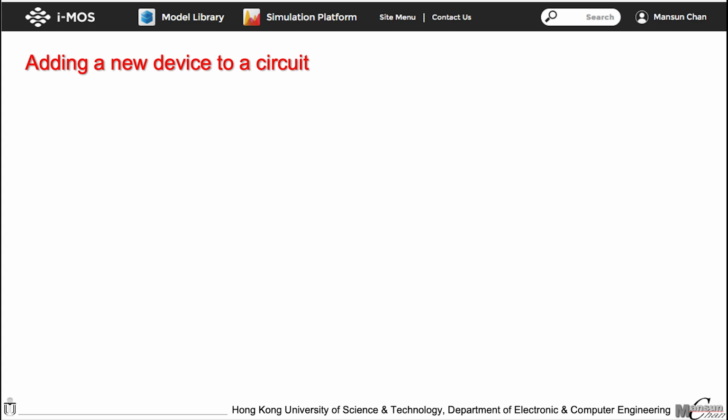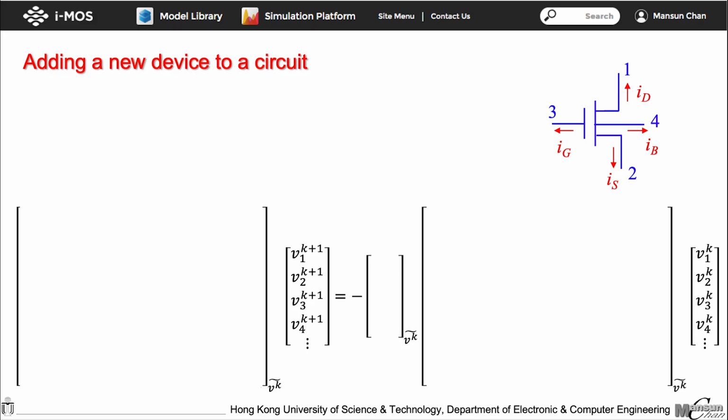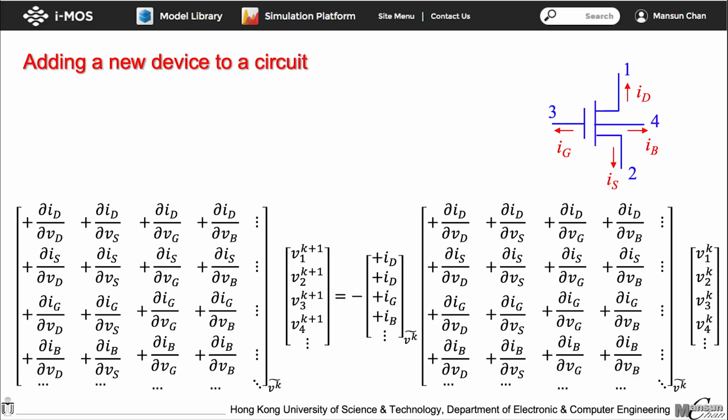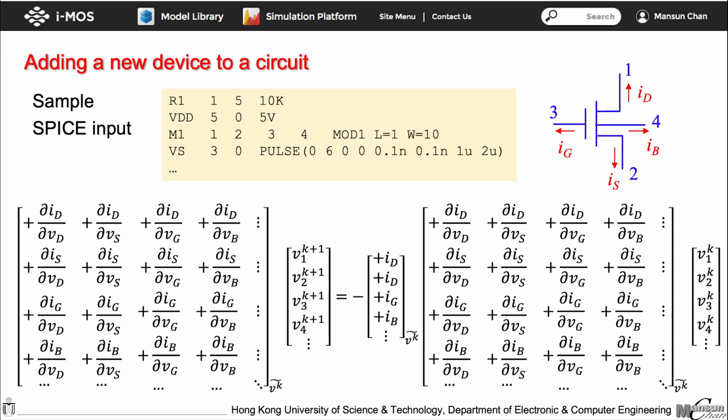For example, if we add a MOSFET with its drain, source, gate, and body connected to nodes 1, 2, 3, and 4 respectively, it will add ID to node 1, IS to node 2, IG to node 3, and IB to node 4. In terms of the matrix equation, adding a device will simply add the corresponding currents and conductance to what is already present. This is why, in the simulator input deck, we list each device individually. When the circuit simulator encounters a device, it constructs the circuit matrix by adding each device one at a time.